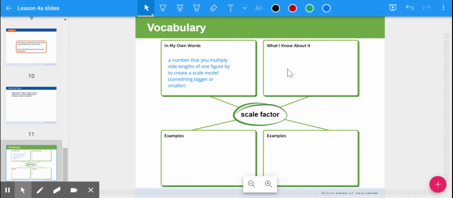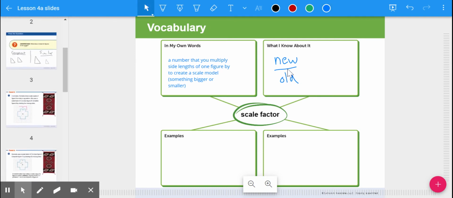So if the scale factor is 2 or 2/1, that would mean that it's 2 times the other one. If it's 1/2, it's going to be 1/2 the size of the other one. And I do want to point out one thing that we're going to use. It's called the quotient of side lengths. You usually want to take the new shape divided by the old shape, and I'll show you what that means in a second.